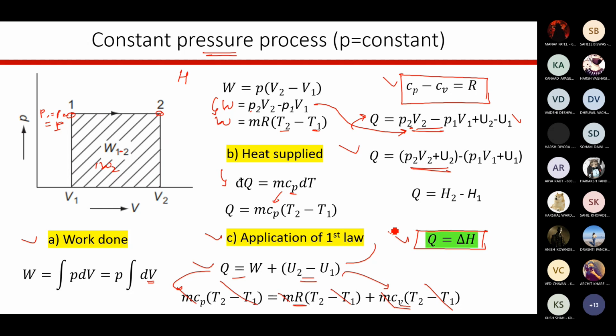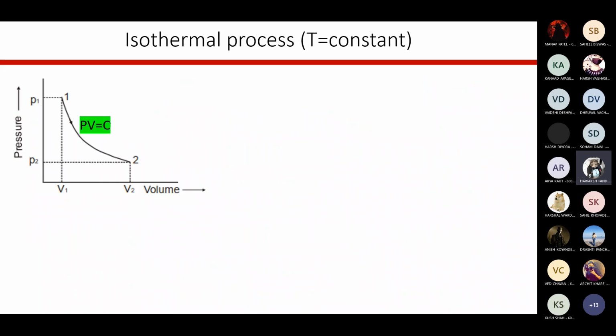From the previous slide, we concluded that the heat transfer or the heat supplied in case of a constant volume process will cause the change in internal energy of the system, whereas the heat supplied in case of a constant pressure process will cause the change in enthalpy of your system. Now, can I go to the next slide? Yes, sir. Fine.